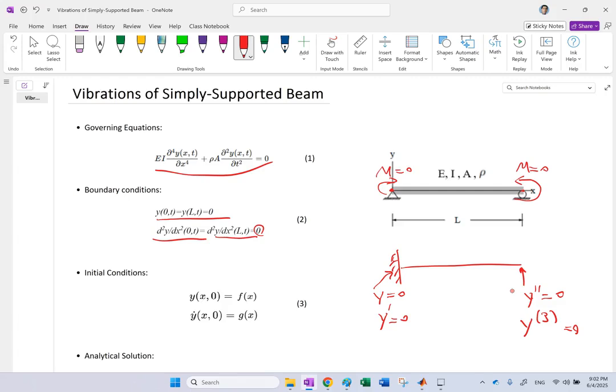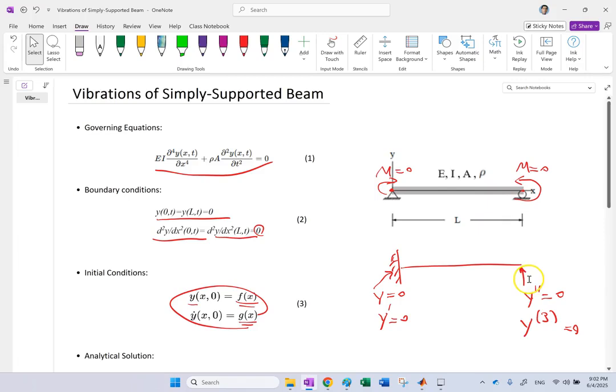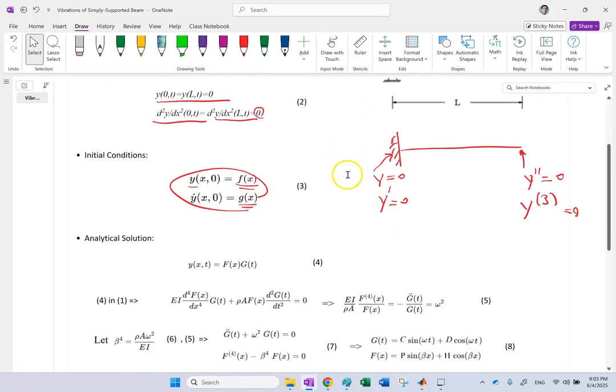Initial conditions could be that at time 0 your initial displacement is f of x and your initial velocity is g of x, in general. So for these conditions, we want to find the solution y of x and t, and we want to do it analytically. So how do we do it?